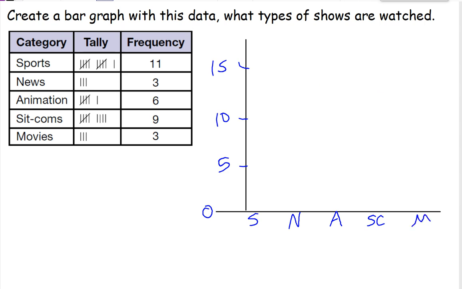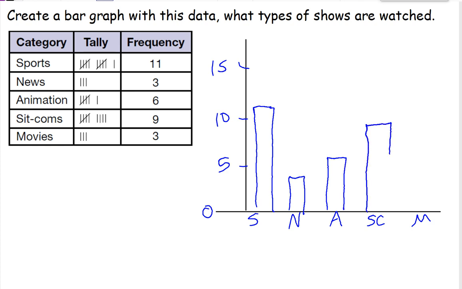Okay. So sports have 11. So I'm going to draw a bar up to where 11 should be. It should be just after 10. Kind of like that. Okay. News is 3. That goes about there. Animation is 6. Sitcoms is 9, so it could almost go up to 10, but not quite. And movies is also 3. Okay. So I'm getting close. I'm not getting exact with the bar graph, and that's okay.